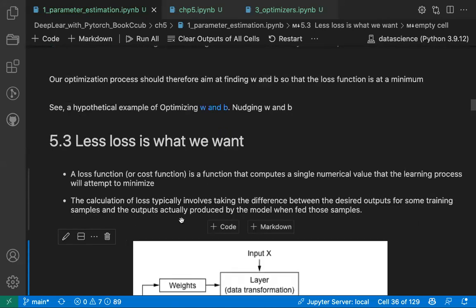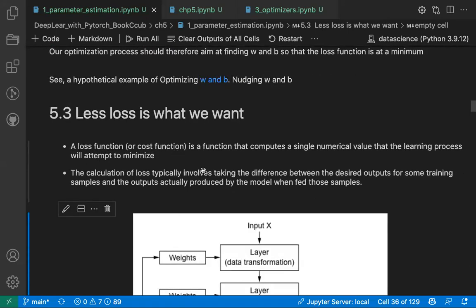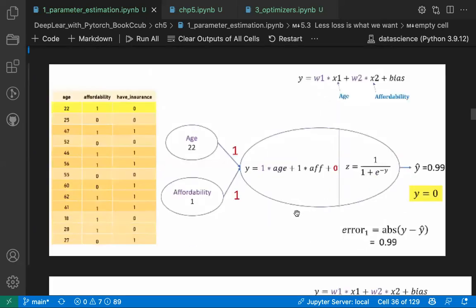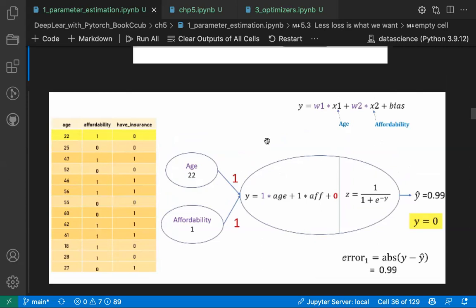So here, this is what they discuss. A loss function is a function that computes a single numerical value that the learning program will attempt to optimize. So here, when we do the prediction, this is the true target. Then we have what is called a loss function that tries to find the difference between the two to find the loss. I always try to go through it graphically to see the intuitive way. I just copied another example from the internet for us to see how loss works.